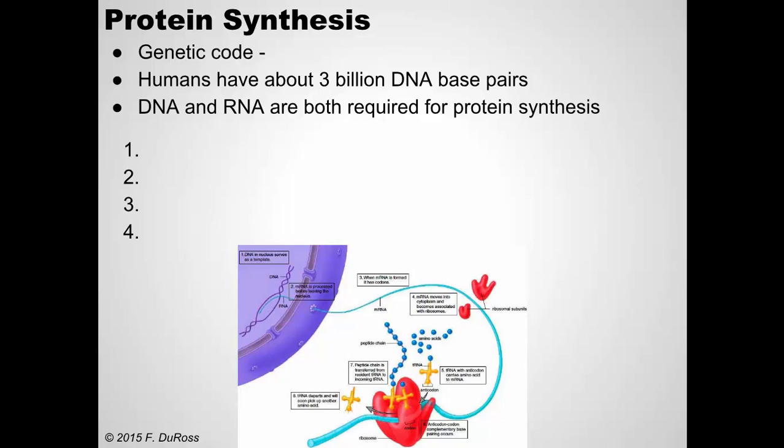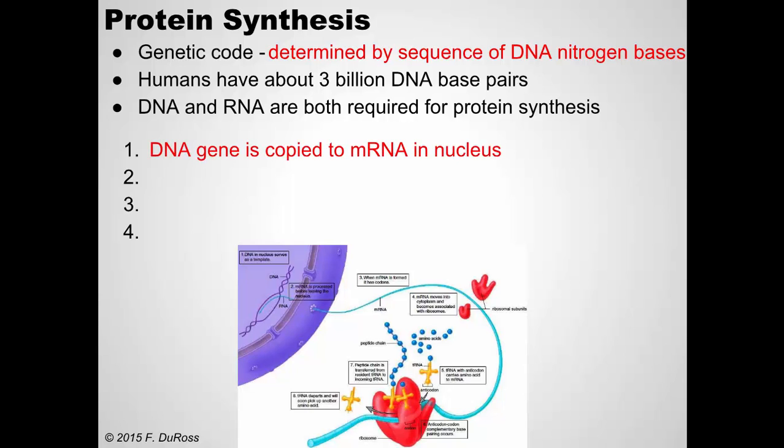Let me finish up with this slide. So we call that process protein synthesis. Our genetic code is determined by the order of those bases, A's, T's, C's, and G's. Humans have about 3 billion letters in our genetic code. And the DNA and RNA work together to actually build the proteins when they're needed.